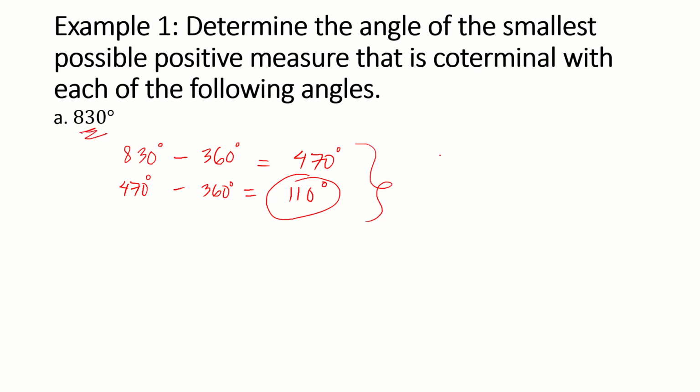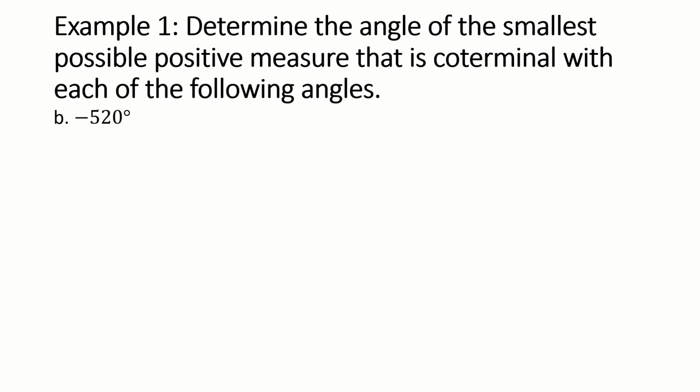You can also show your solution in this manner. So 830 degrees, and as I said during our synchronous sessions, if the given is positive, you need to subtract. And since there are two rotations here, 2 times 360. That would still be equal to 110 degrees. Let's have another given. How about if it is negative 520 degrees?